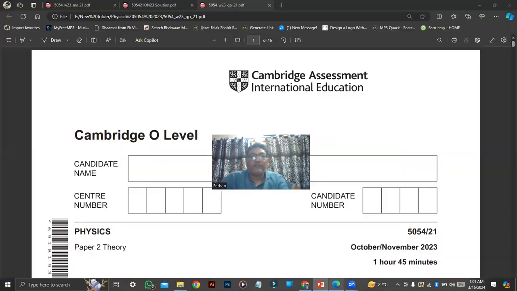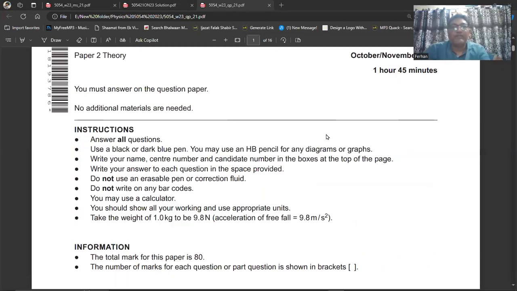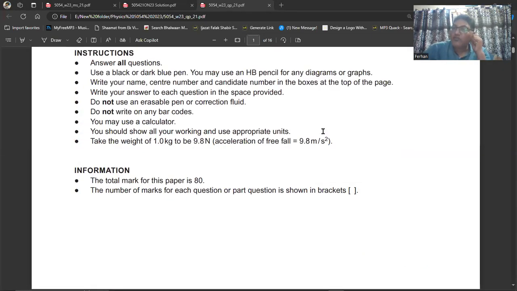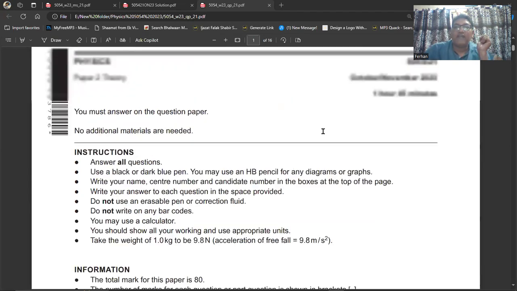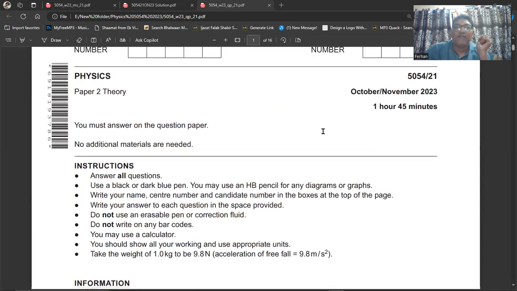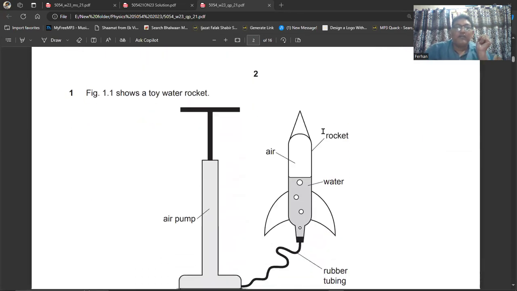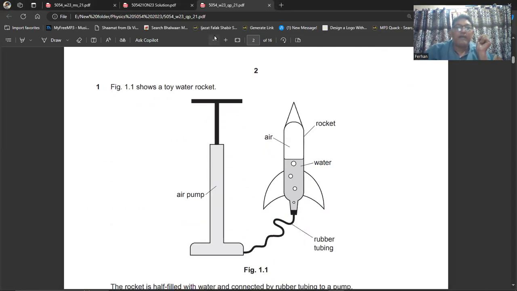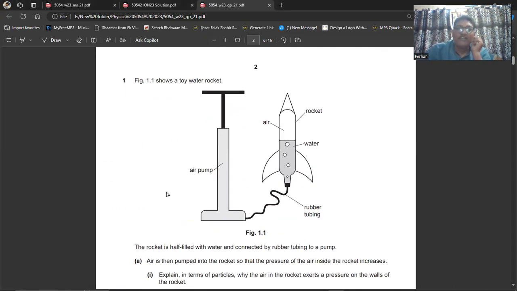So here we go. Here in front of you is the paper. The total marks for this paper are 80. The time allowed is 1 hour 45 minutes. So question number 1, it says Figure 1.1 shows a toy water rocket.